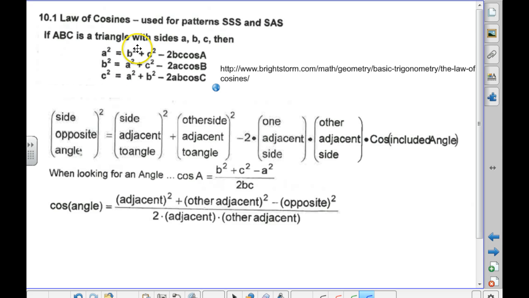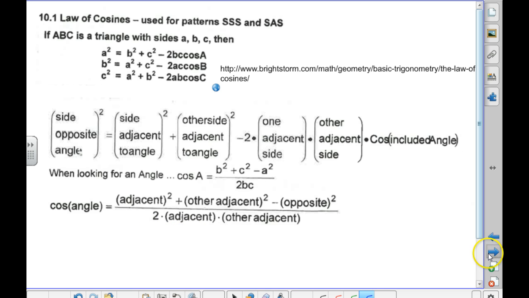But this is law of cosines. I don't have this memorized. I do. It's really not hard. But this is what I memorized. Opposite side squared equals adjacent squared plus adjacent squared minus 2 times adjacent times adjacent times cosine of the angle. After you do 5 or 6 of these, you're just going to know it, right?